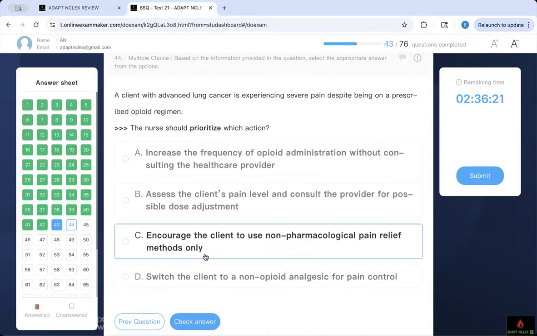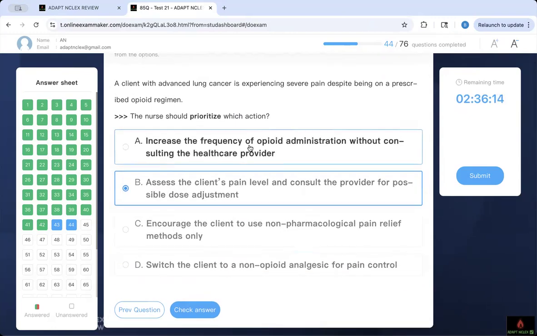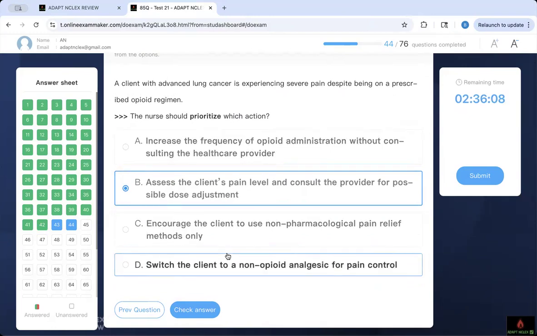What are you going to do? Assess the client pain and call the doctor for possible adjustment. You can't make your own adjustment. They should not use non-pharmacological. This is a different kind of pain. This pain, non-pharmacological, does not help.